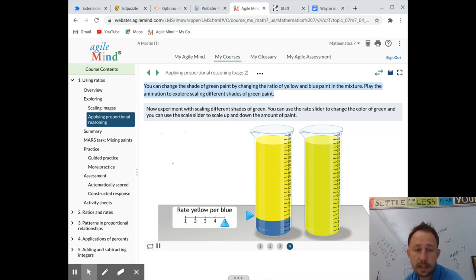Does everybody see how that's working? Does anybody have a question about how rate and quantity affects the paint, whether it be the color or the amount?